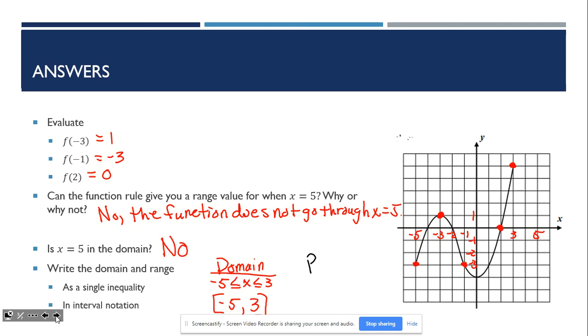Let's do the range. As a single inequality, now range, we're looking at y values. The lowest I go is down here at -4. The highest I go is up here at 5. So the range is going to start out at -4, which is less than or equal to y, which is less than or equal to 5. And then for our interval notation, we staple bracket -4 and we staple bracket 5.